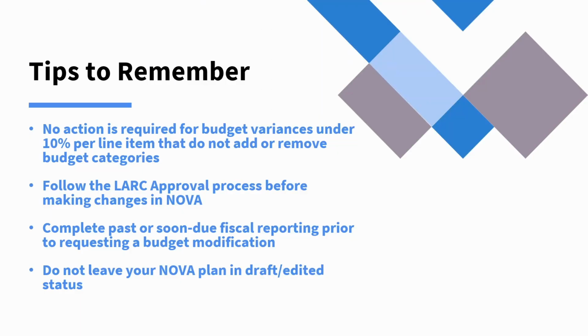And now let's talk about the tips to remember for budget modifications. First off, you do not need a budget modification or to take any action if you are only varying by less than 10% in object codes that you already have in your budget. If you're not removing or adding object codes and you're not changing any by more than 10%, just report on your original budget that you had estimated as normal.